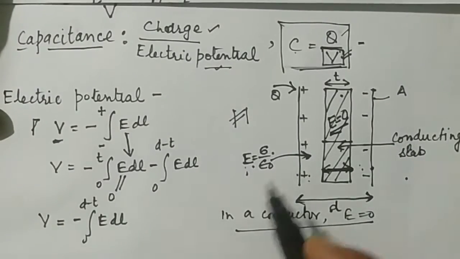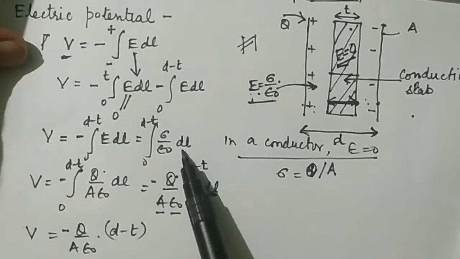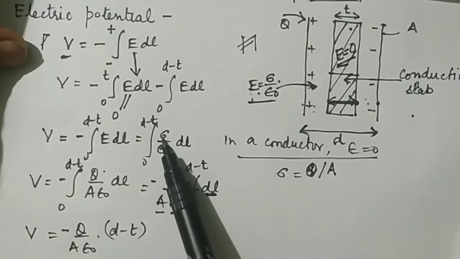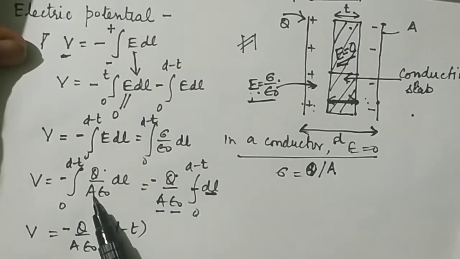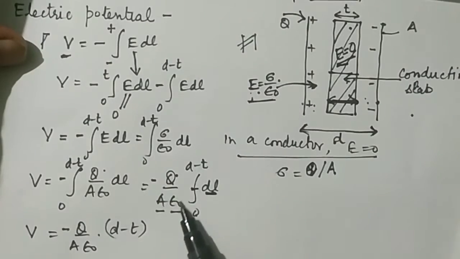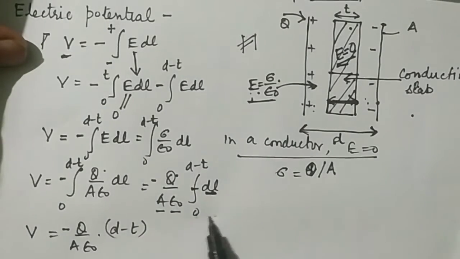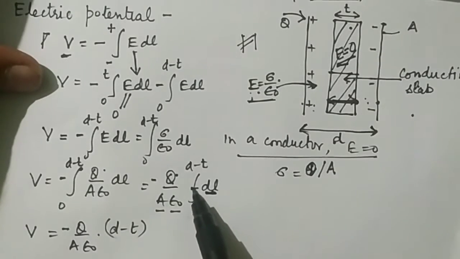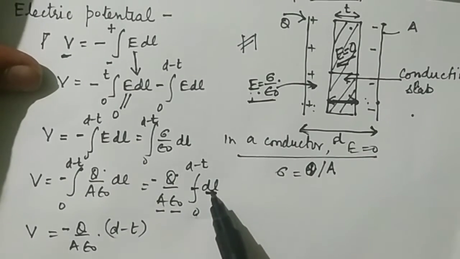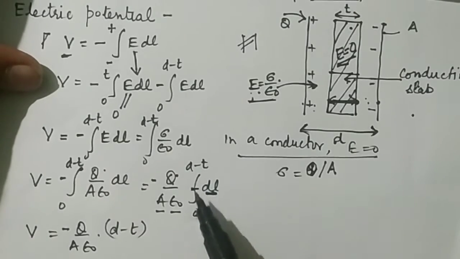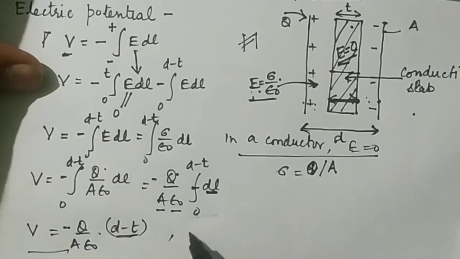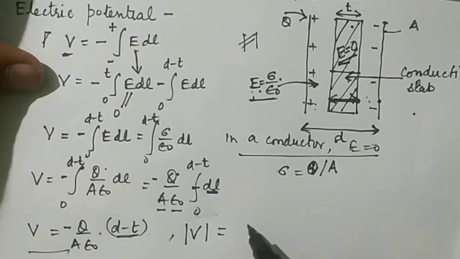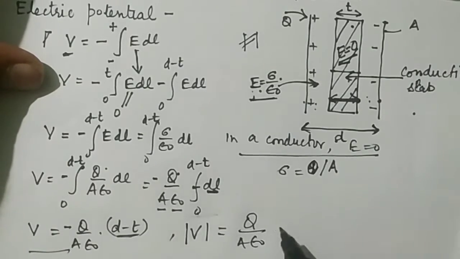Now we put in the value of the electric field, sigma by epsilon naught, into dl. We also put in the value of the surface charge density, which is charge per unit area, Q by A. Here all the values are constant for a particular problem, so I take them outside, and we are left with the integral of dl only. The integral of dl means total length, from 0 to d minus t, which equals d minus t. Taking only the magnitude, we get Q times (d minus t) divided by A epsilon naught.